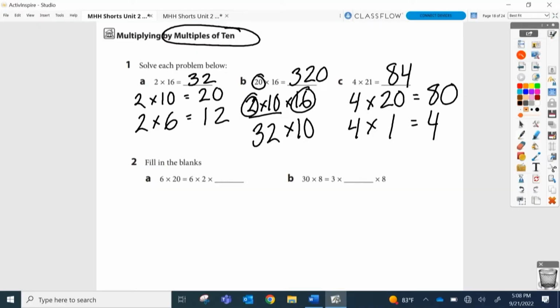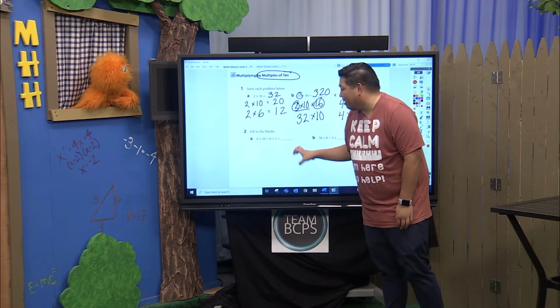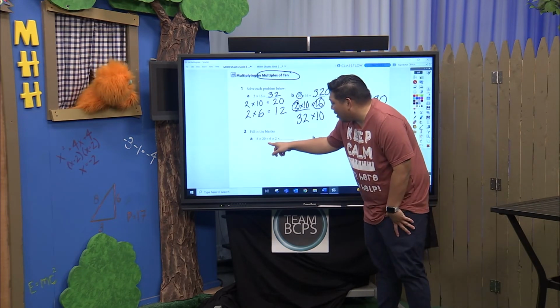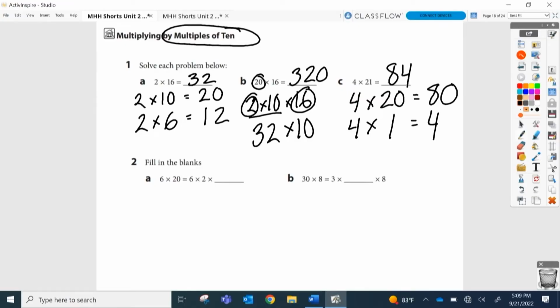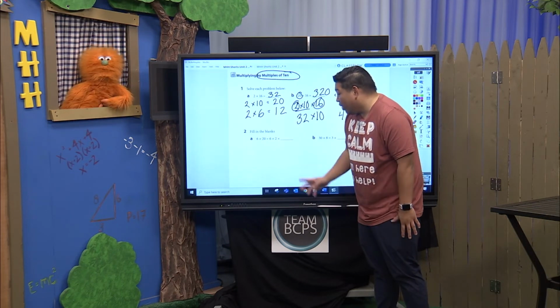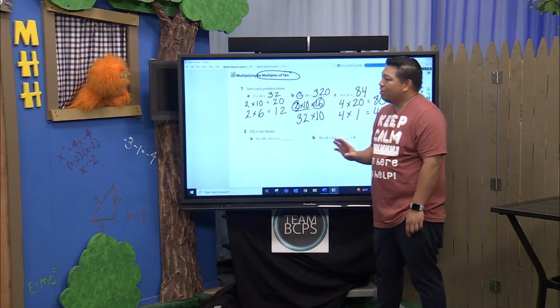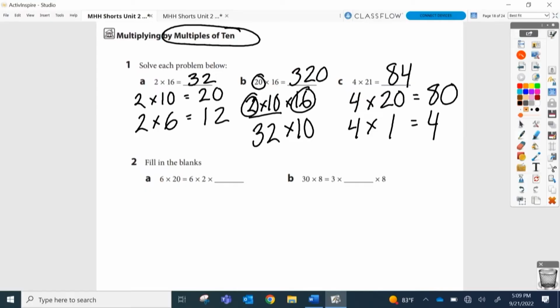All right. So based on what we just talked about, we're going to take that same idea and fill in these blanks. On both sides of the equal sign, these have to be the same. So we have 6 times 20 and 6 times 2 times blank. I guess the first thing we've got to do is figure out what 6 times 20 is, right? We could, but I don't even think we need to do that. Really? Because what we want to do here is see how we can make them both the same.